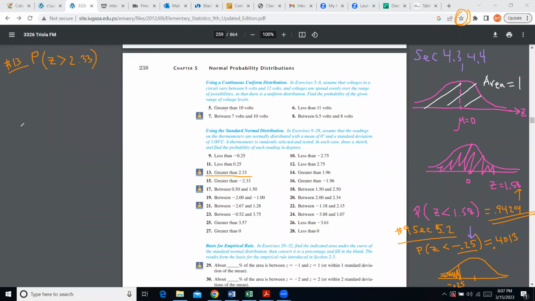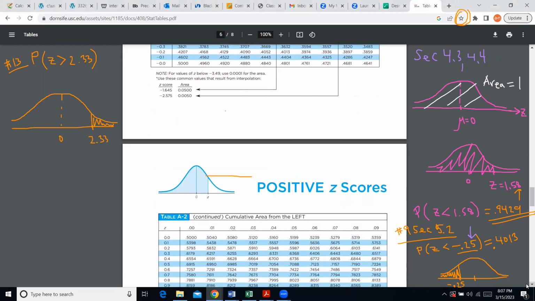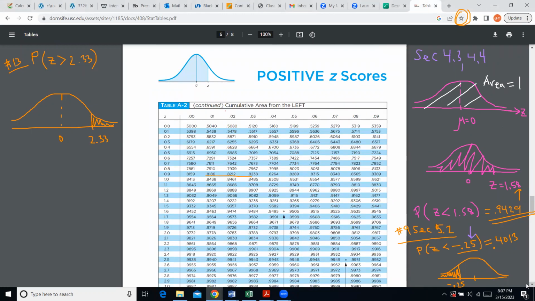I always put a P for probability because, again, probability is area. We're looking for the areas. So 0 is always in the center. Now 2 and 33 hundredths is going to be on the right side, on the greater side. So I go the opposite way. It looks like this is a positive number, so we need to go back to the tables and get the positive page. So I'm going to scroll down, right, where the positive z-scores appear.